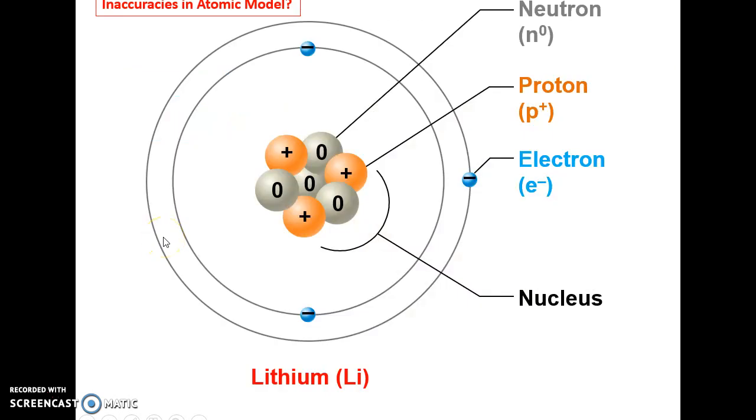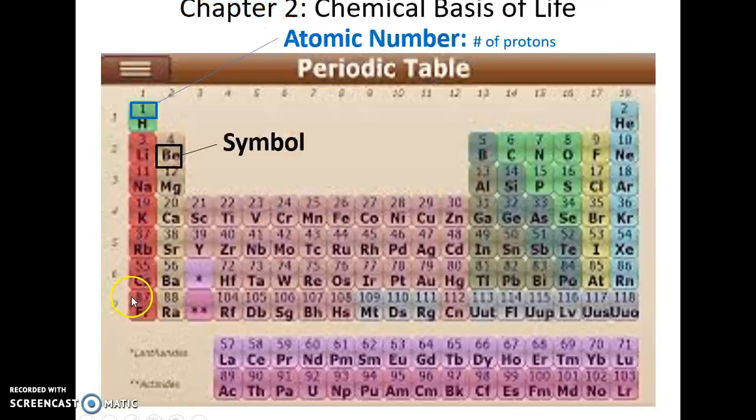When you look at a model of an atom, you see that there's a nucleus. In the nucleus are found neutrons, which are neutral in charge, and protons, which are positively charged. In shells outside of the nucleus, you find the electrons, which are spinning around and are negatively charged.